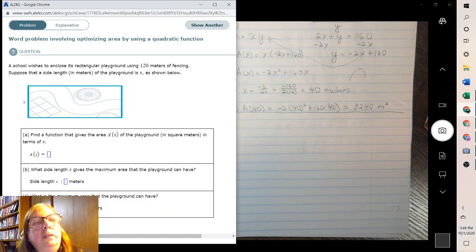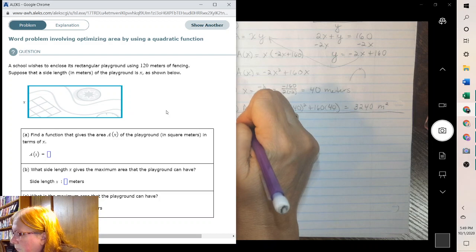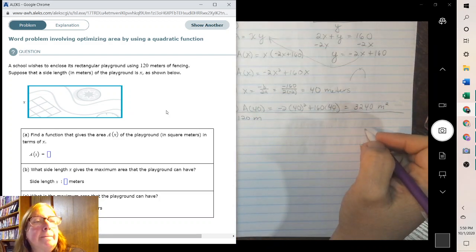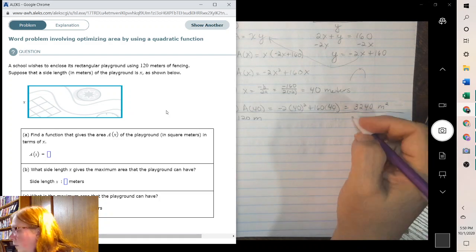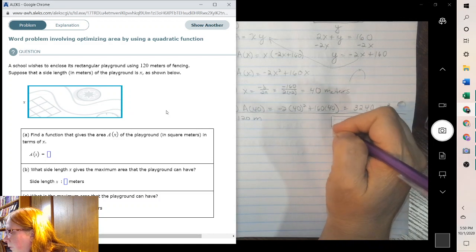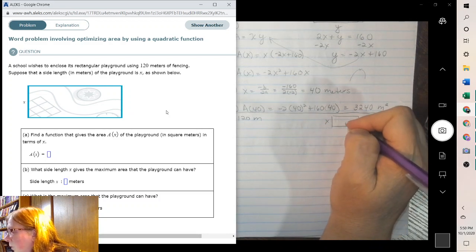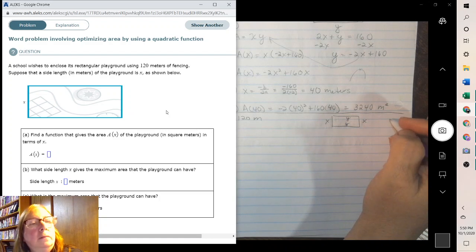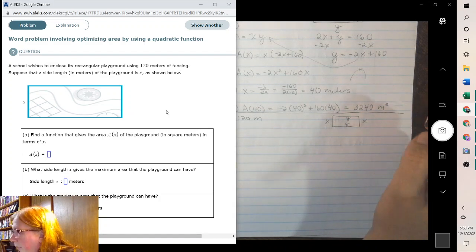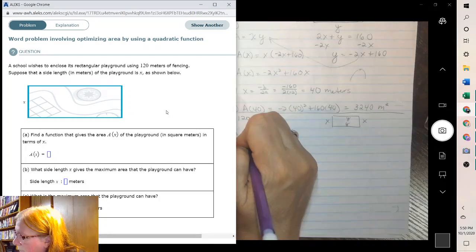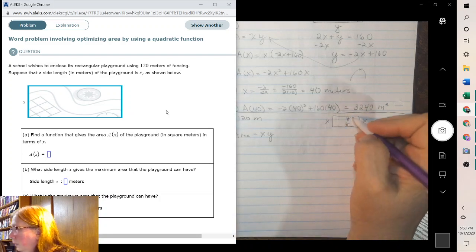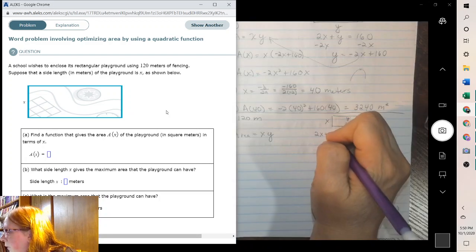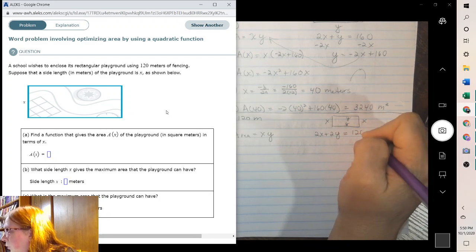A school wishes to enclose its rectangular playground using 120 meters of fencing. Suppose that the side lengths in meters of the playground is x. So we have x, x, y, and y. Find the function for the area. Well, we know area is x times y. And we also know the fencing, the 2x plus the 2y equals the 120 meters that we have.